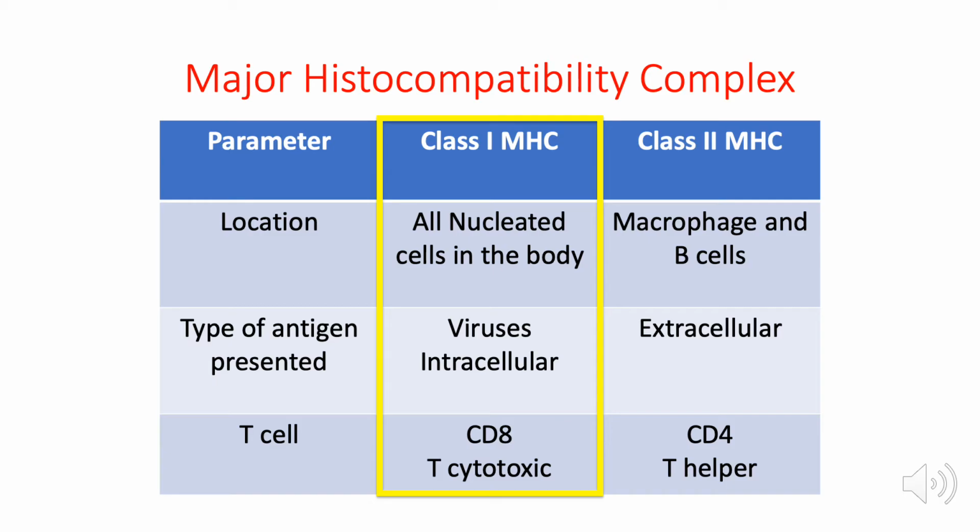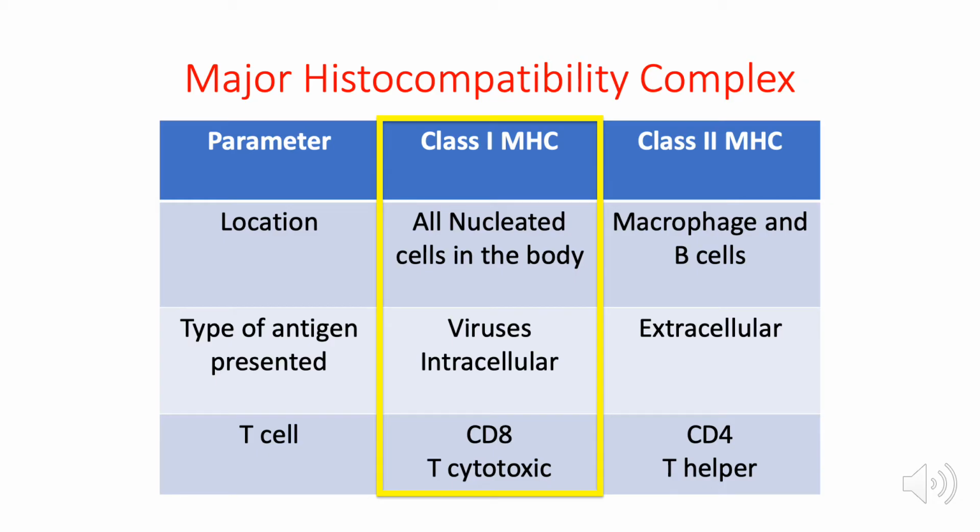Because they are the ones prone to being infected by viruses. So God loves us so much that He provided all of our nucleated cells with class 1 so that whenever they are invaded by viruses, they can always inform the immune system, using class 1, that they have a virus inside them. And the T cell that will respond to MHC class 1 is the T cell that has CD8, and that is the T cytotoxic cell.